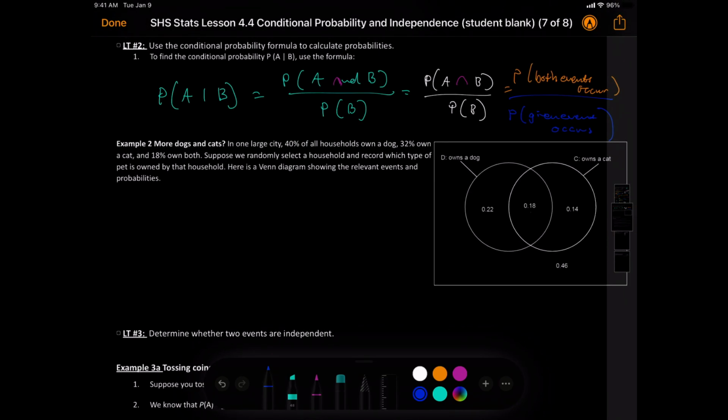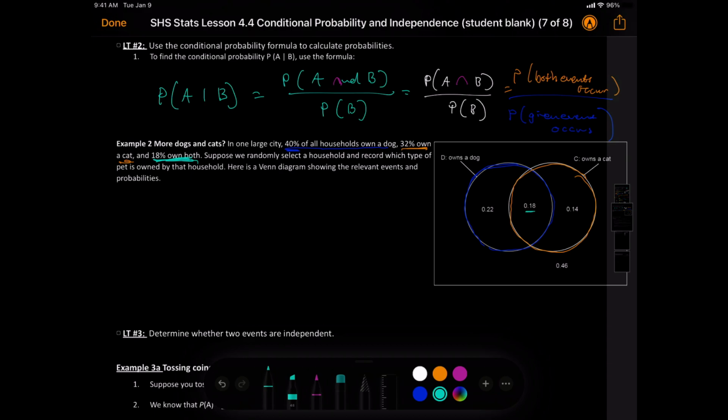All right, let's look at example number 2, more dogs and cats. In one large city, 40% of households own a dog. Okay, I'm going to underline that and make sure we understand. 40% owning dogs is this blue circle. 22 plus 18 gives me the 40. Okay, why did we separate them? Well, let's keep reading. 32% own a cat. So in orange, there is my cat. And 18% own both. So that number is in there. So 18 plus 14 gives me the 32%.